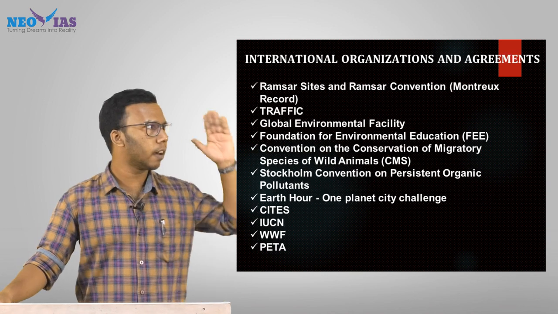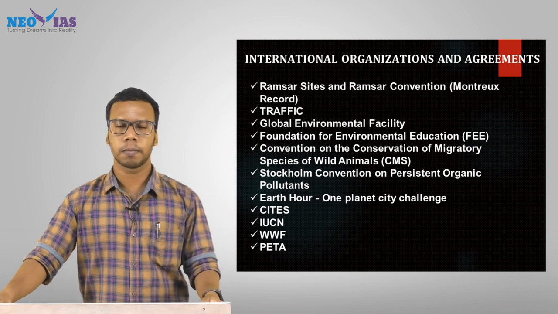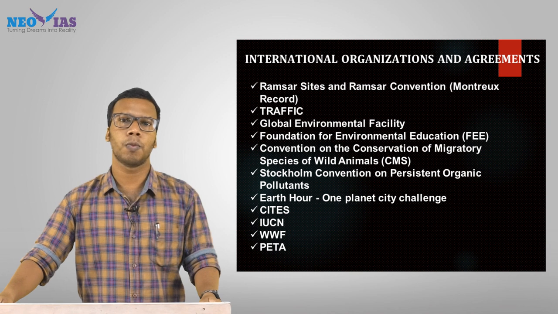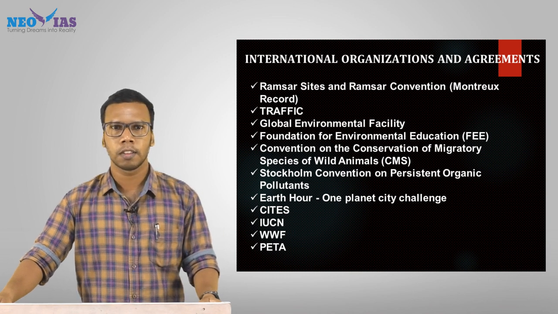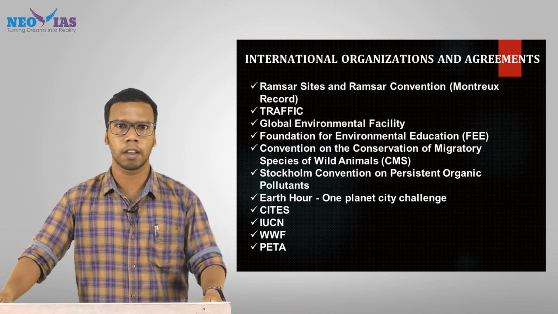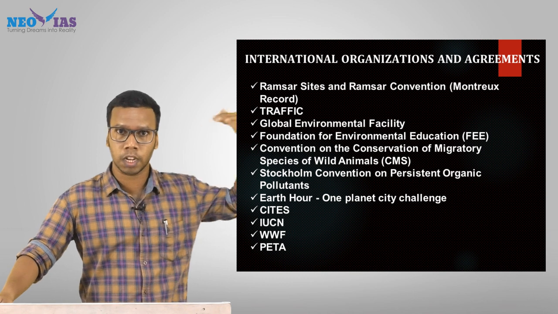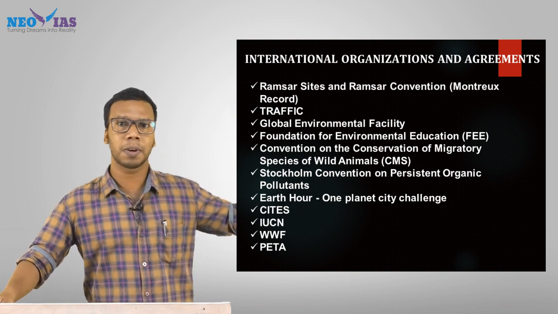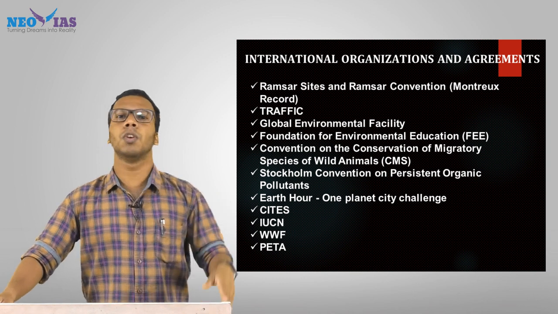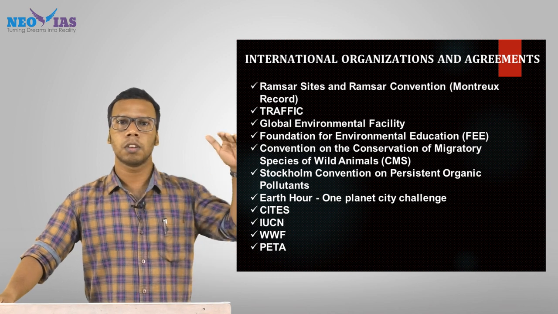Now, the international organizations and agreements which were in news. First one, the Ramsar Convention. India's Ramsar sites have been increased to 42, so the number of wetlands of international importance in India is now 42. That's why it was in news. So, you need to know what the Ramsar Convention is and what Ramsar sites are. As part of that, you also need to know what the Montreux Record is.